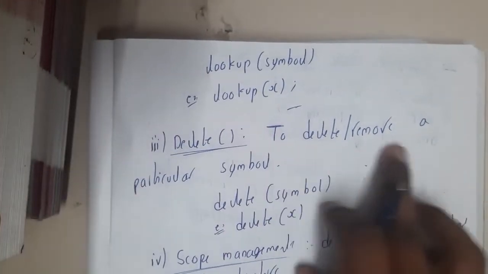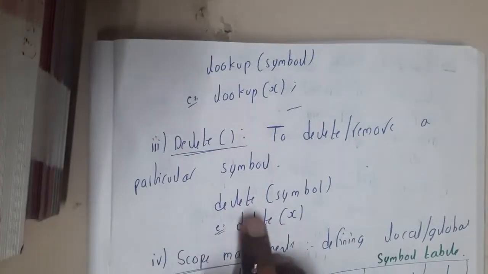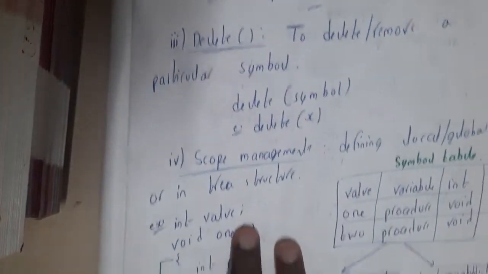Similarly, delete. To delete or remove a particular symbol, we will be using it. Delete of symbol. So delete x. x will be deleted. Okay.